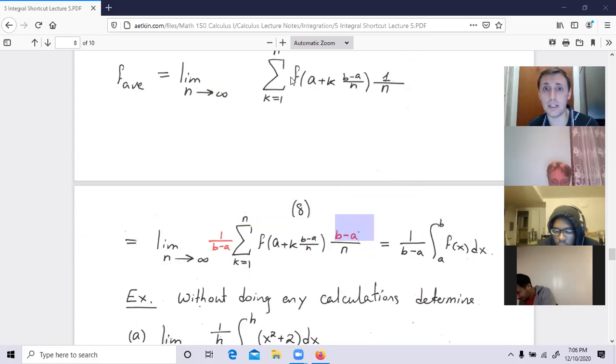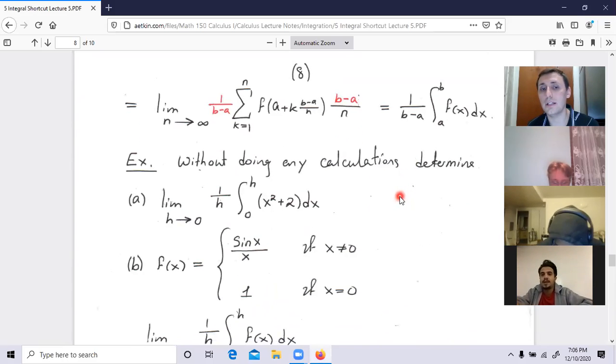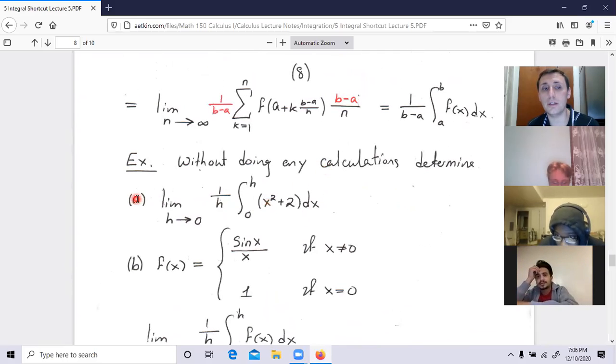Let's see if we understand that idea. Without doing any calculations, can you do that, guys? Determine the limit as h goes to zero of 1 over h times the integral from 0 to h of x squared plus 2 dx. What is that limit without any calculation? You look at it and you know the answer, which is what?